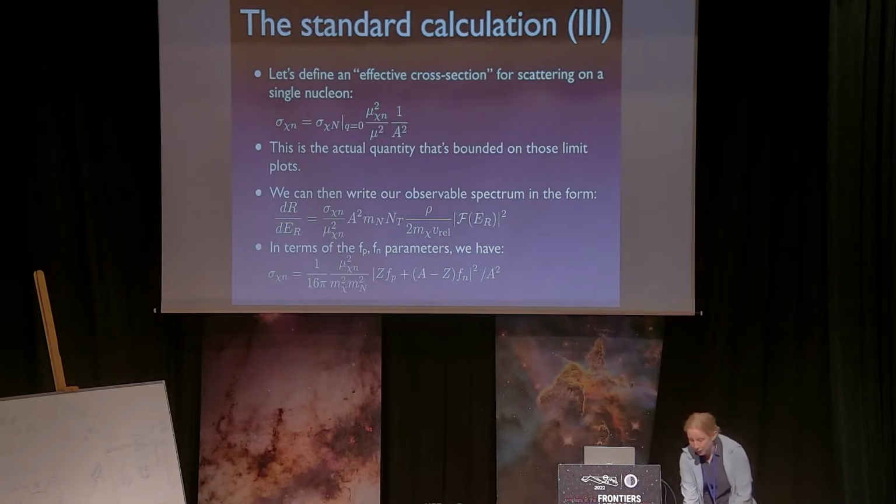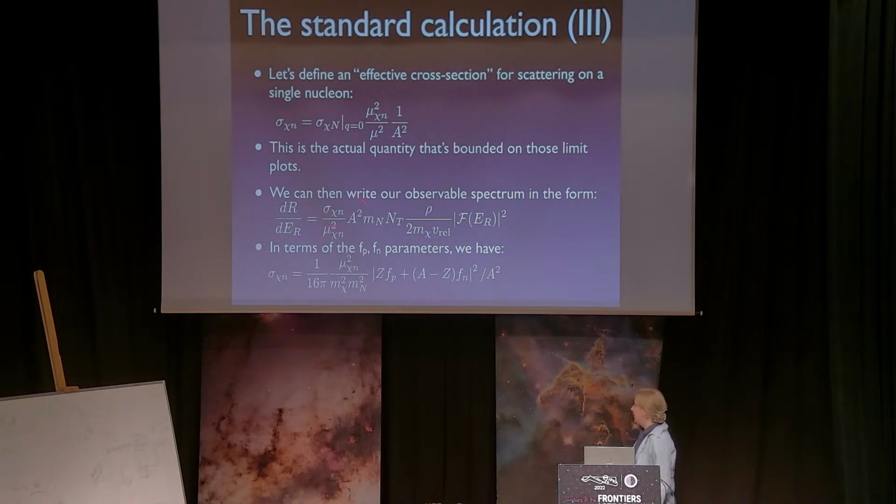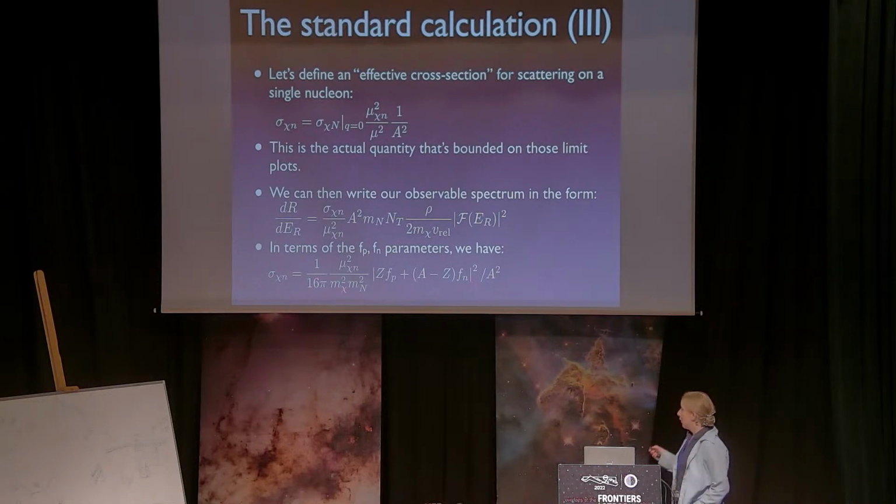So if you have a particular model for how dark matter interacts with protons and neutrons, and you're trying to work out how LZ or xenon or something has constrained your model, this is what the y-axis on this plot translates to.